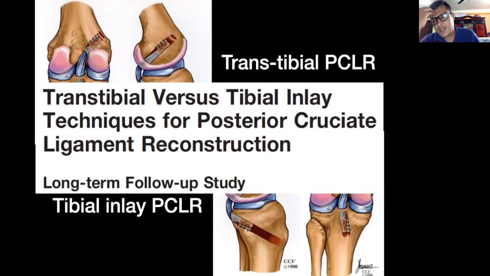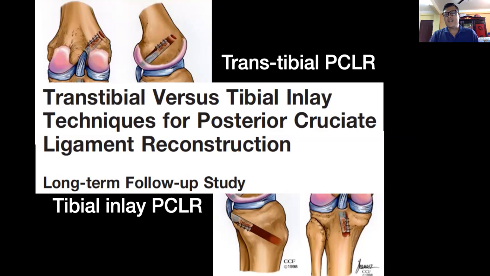But as far as the final result is concerned, there have been multiple studies and systematic reviews available which state that comparing transtibial versus tibial inlay techniques for posterior cruciate ligament, there is no difference in final results. So whatever technique we are comfortable with, we can do it. But having said all those things, the transtibial technique is full arthroscopic, so the morbidity will be very, very less in this case.